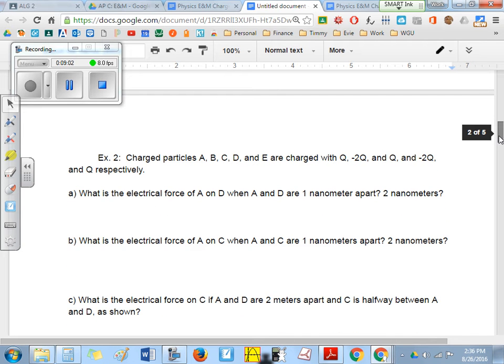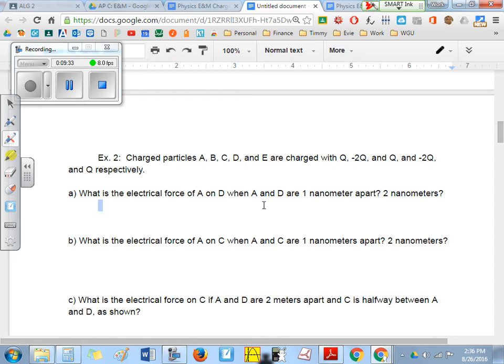Now we're talking about forces, not just charge distribution, but forces themselves. So you're going to be using that KQQ over R squared rule a lot. R is just the distance between their centers. We have charged particles A, B, C, D, and E. They're charged with Q, negative 2Q, Q, negative 2Q, and Q respectively. What is the electrical force of A on D when A and D are 1 nanometer apart? What about if they're 2 nanometers apart?